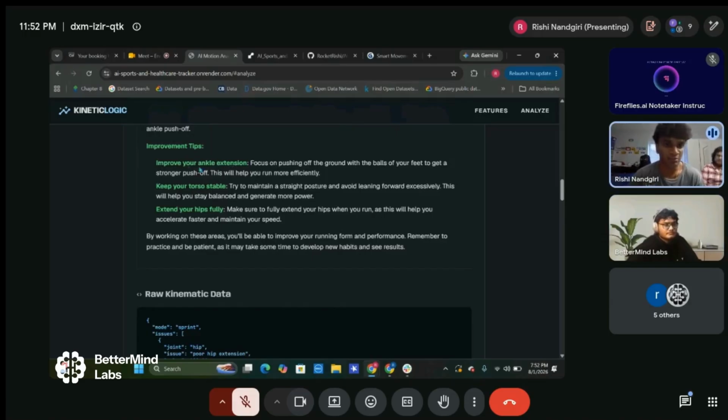For example, for ankle extension, you can do ankle exercises to strengthen your ankle. And for extending your hips fully, you can work on your hip flexors by stretching your hips more. Maybe that can be included in your project as well: these are your problems, here are some recommendations about exercises you can do, and how you can go about that in the future. All right, very well done, Rishi.